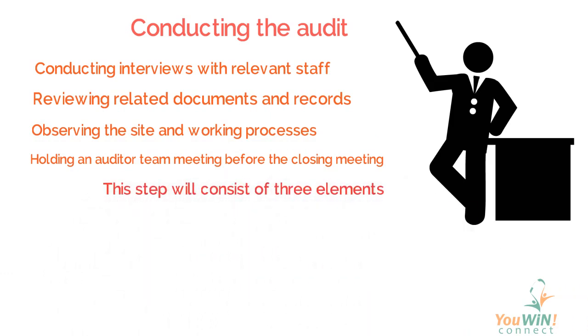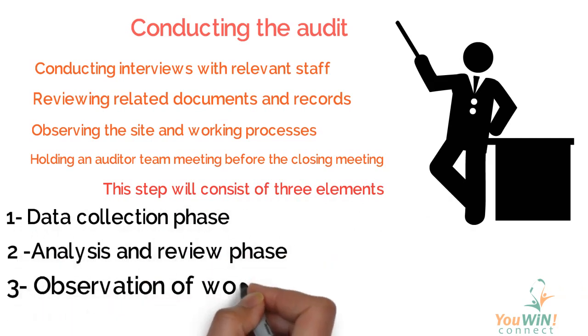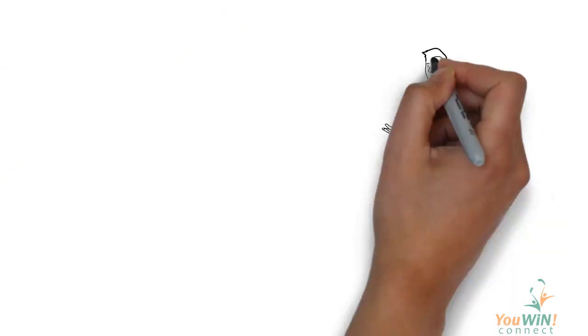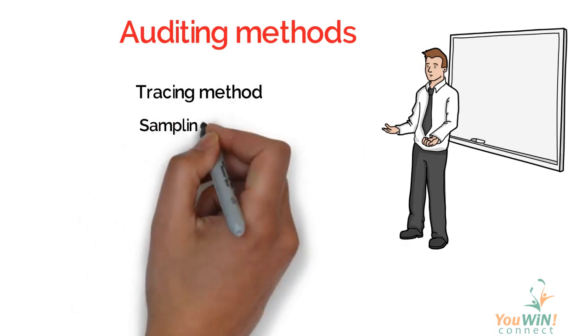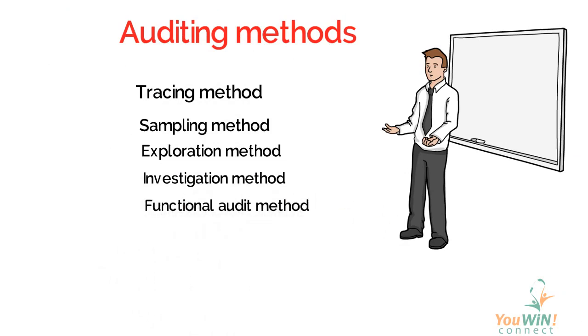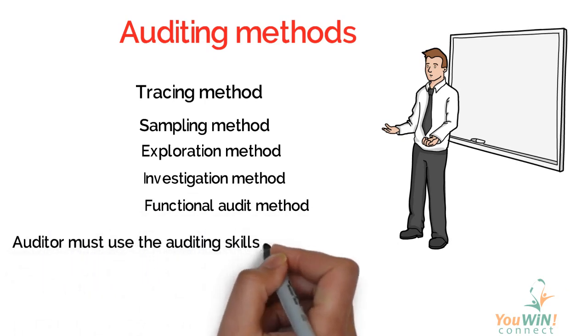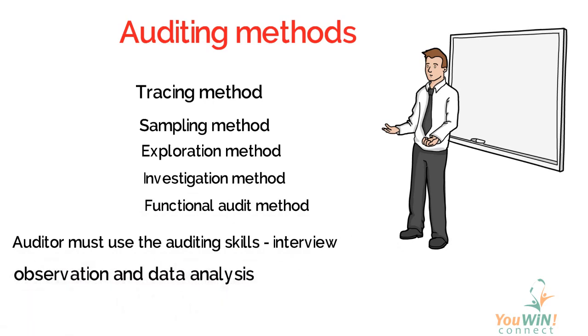These steps will consist of 3 elements: the data collection phase, the analysis and review phase, and observation of work activities. There are 5 methods of auditing, and they are the tracing method, the sampling method, the exploration method, the investigation method, and lastly, the functional audit method. Auditors could choose some methods when conducting an audit, but with any method chosen, the auditor must use the auditing skills, which are the interview, the observation, and data analysis.